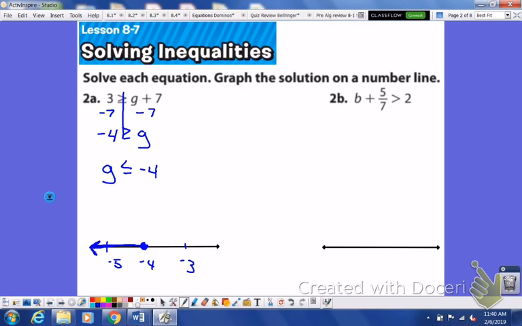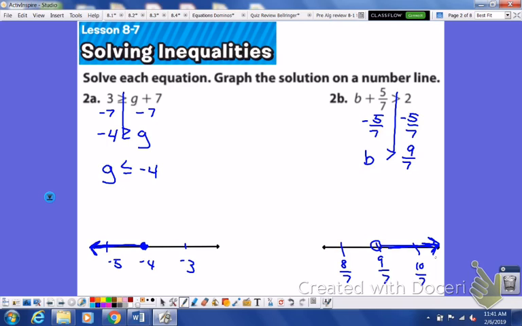b plus 5/7 is greater than 2. Drop your line down. Opposite of adding would be to subtract 5/7 from both sides. And we get b is greater than 2 minus 5/7, which gives us 9/7, and you can just leave it like that. So on our number line, we know 9/7 is our middle number, so then we'll do 8/7 and 10/7. Greater than, so open circle on 9/7 and shade it to the right, finish it off with an arrow.